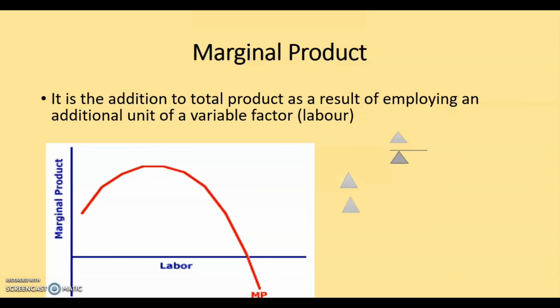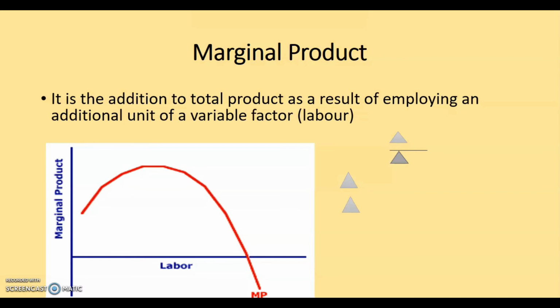So at the end of the day, your marginal product will be the difference between the initial total product, which is the 100, and the new total product, which is 150. So meaning that your marginal product will be what? The 50. How did you get the 50? You got the 50 as a result of employing an additional person, giving you the marginal product. That is why we define the marginal product to be the addition to total product as a result of employing an additional unit of a variable factor. That is the labor.